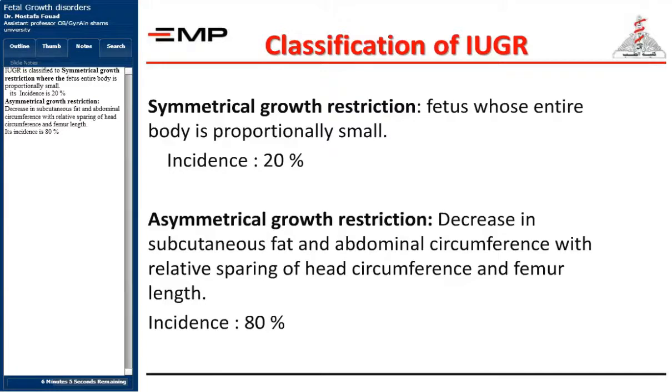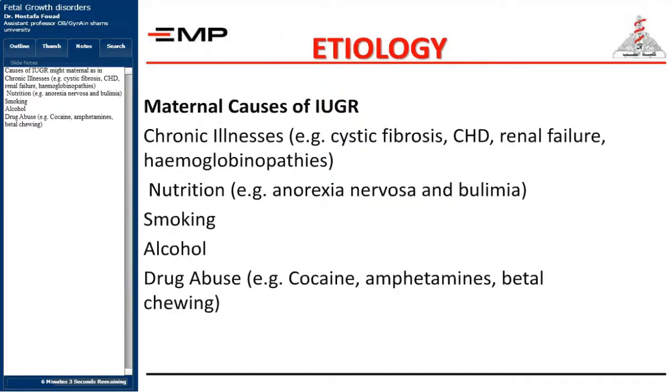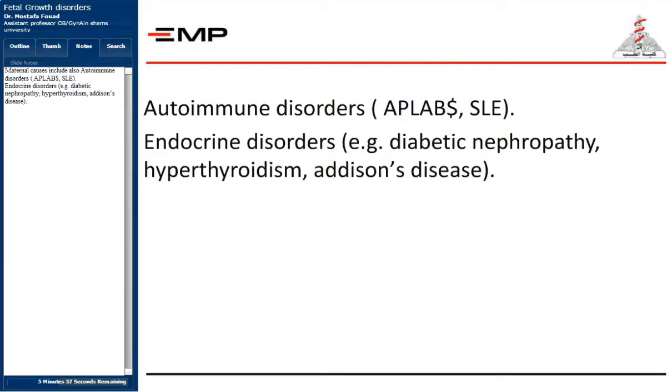Its incidence is 80%. Causes of IUGR might be maternal, as in chronic illnesses, e.g. cystic fibrosis, CHD, renal failure, hemoglobinopathies. Nutrition, e.g. anorexia nervosa and bulimia. Smoking. Alcohol. Drug abuse, e.g. cocaine, amphetamines, betel chewing. Maternal causes include also autoimmune disorders, antiphospholipid syndrome, SLE. Endocrine disorders, e.g. diabetic nephropathy, hyperthyroidism, Addison's disease.